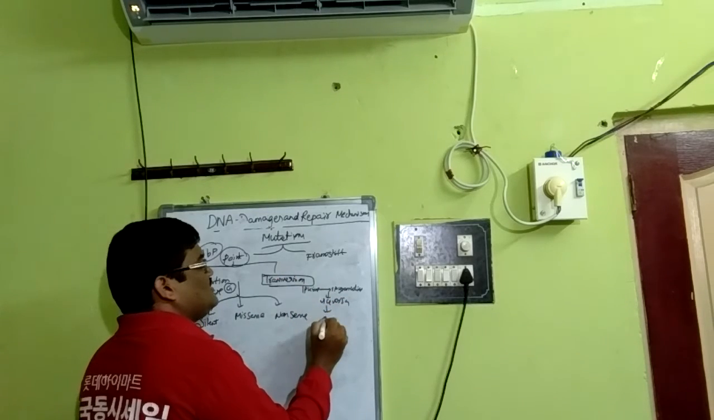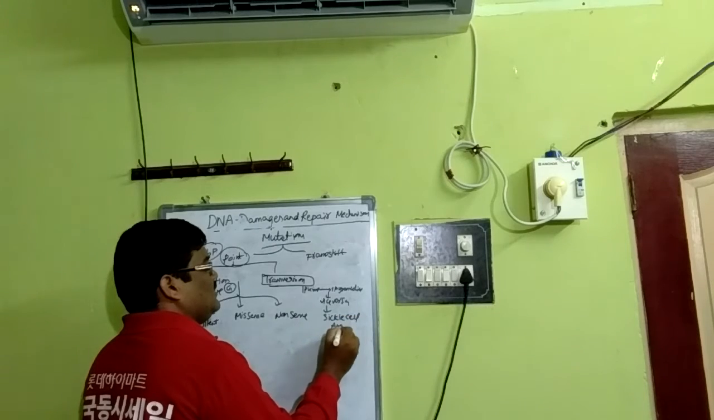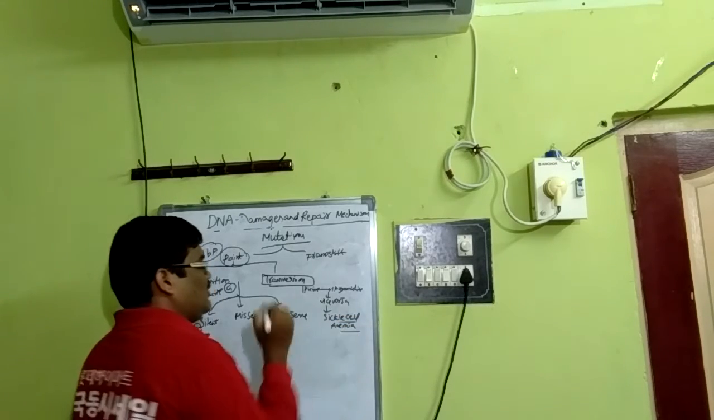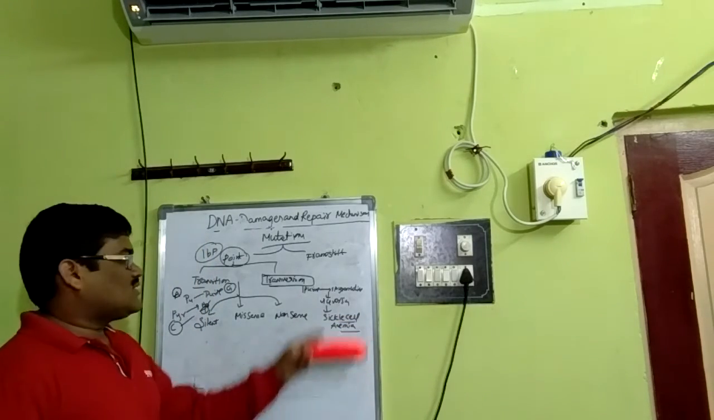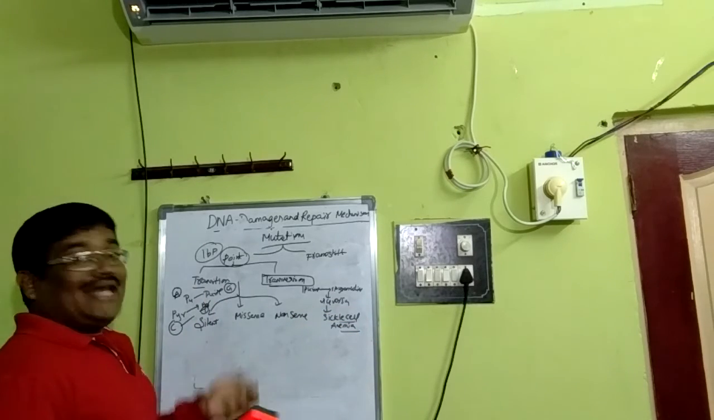Say there is sickle cell anemia, the most important transversion mutation. We will discuss this later. First, see, these are the basics, and what is a silent mutation?